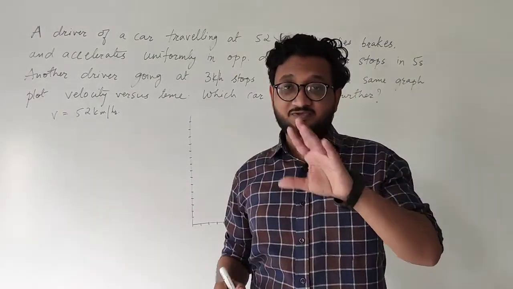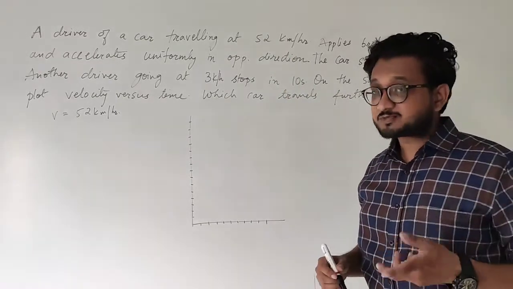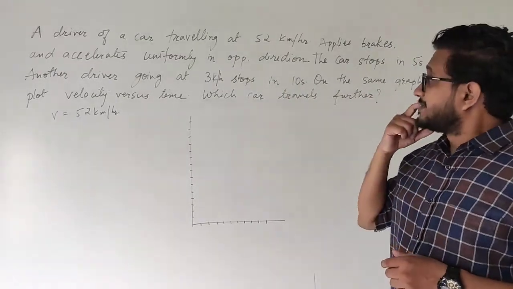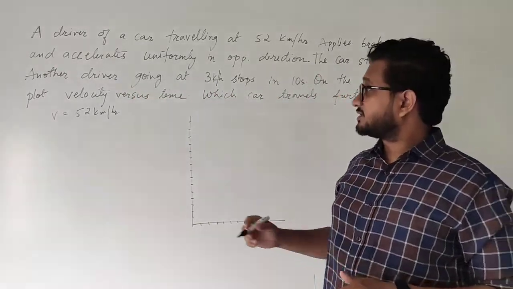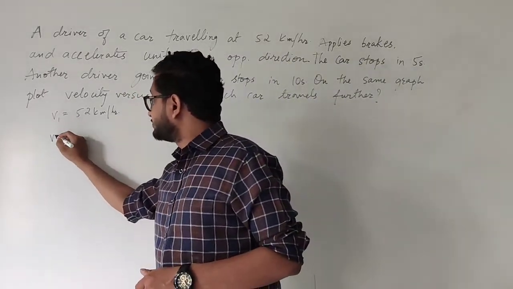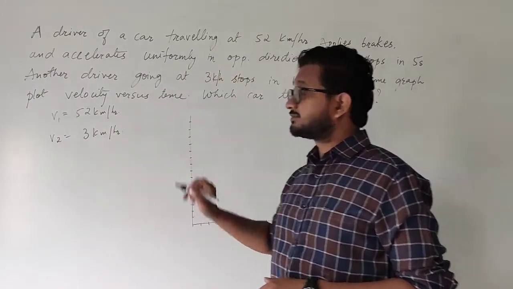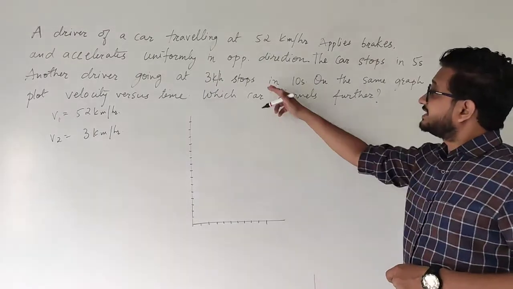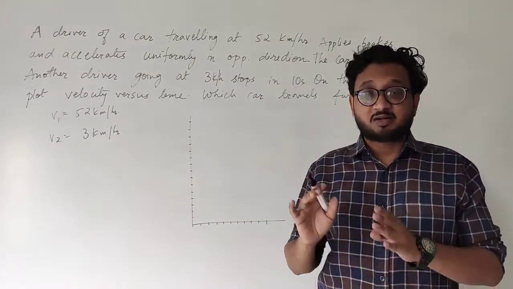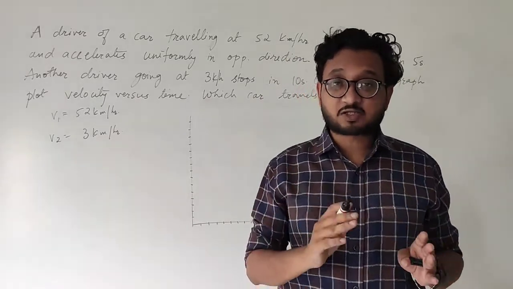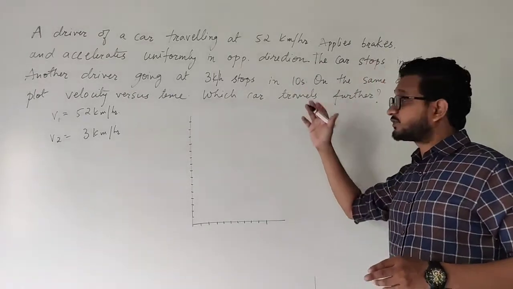So it only takes 5 seconds for the car with that speed to stop. Now the next part of the question states that another driver, with velocity v2, is going at only 3 kilometers per hour, and it takes 10 seconds to stop. That driver is applying the brakes, but the vehicle is stopping very slowly. Even though its speed is only 3 kilometers per hour, it takes 10 seconds for the driver to stop the vehicle.